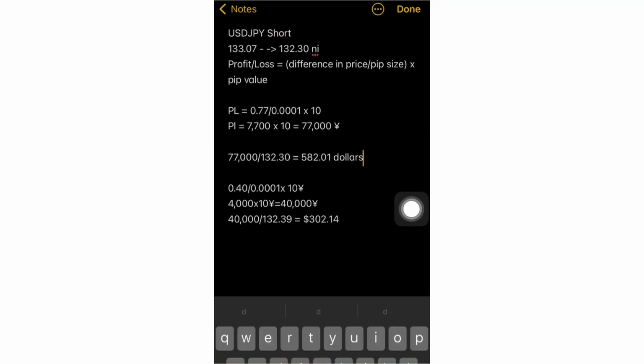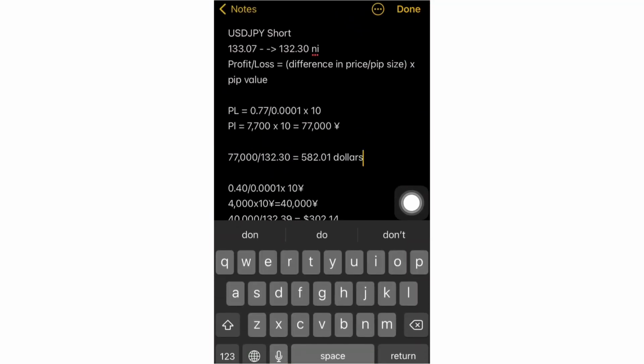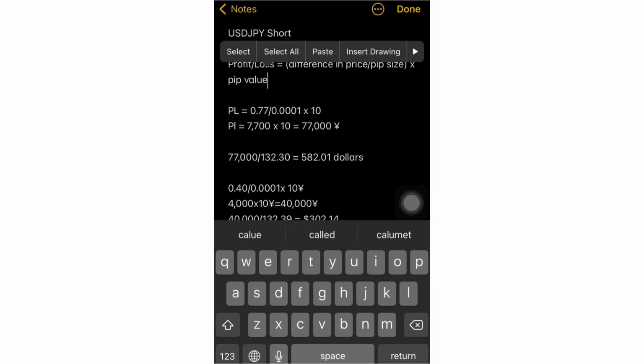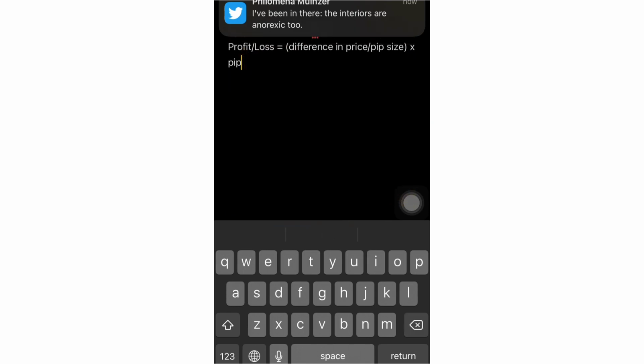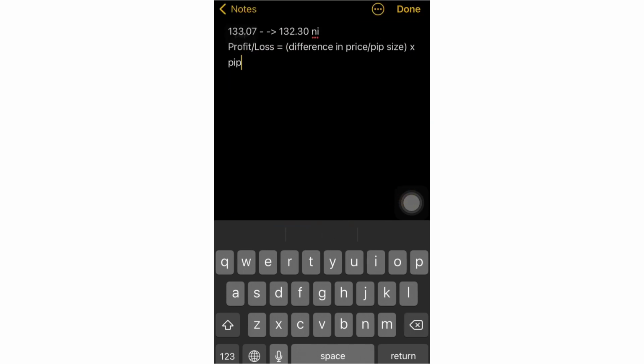So now that you understand how you get dollars, now I'm going to show you quickly, practically, this trade I took today. Hold on, I'm going to show you practically. Let me show you now.